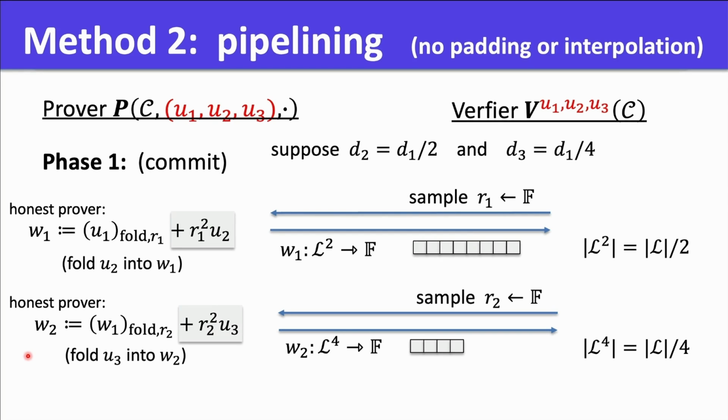And again, the proximity gap theorem will show that this is in fact a valid batch proximity proof for all of U1, U2, and U3. So this is all I wanted to say about batch FRI. I should probably mention that Plonky 3 actually uses this method for doing batch FRI.